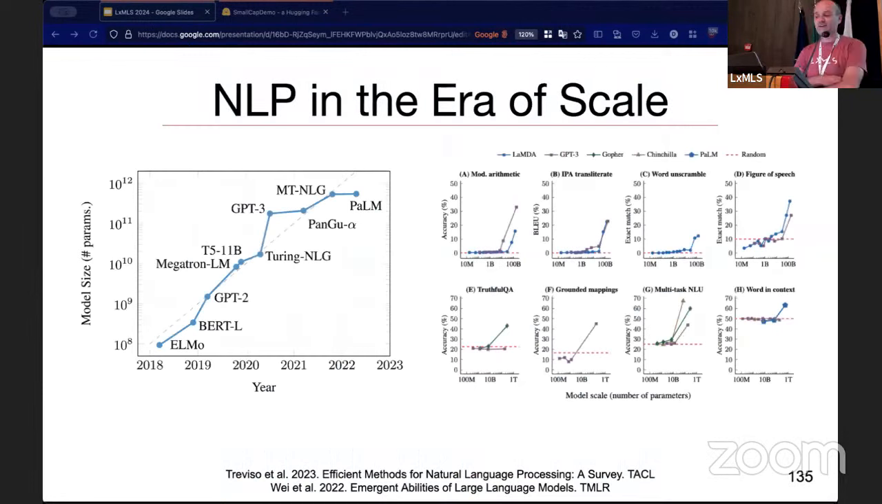Yesterday, Sarah showed basically the same slide as this. We are in the era of scale in NLP, where the more compute and the more data you throw at the models, and the more engineering and architectural developments you have, the better the models perform. Sarah even showed this image from Wei and colleagues in 2022 of how some tasks become possible to solve just by scaling the amount of data and the parameters in it.